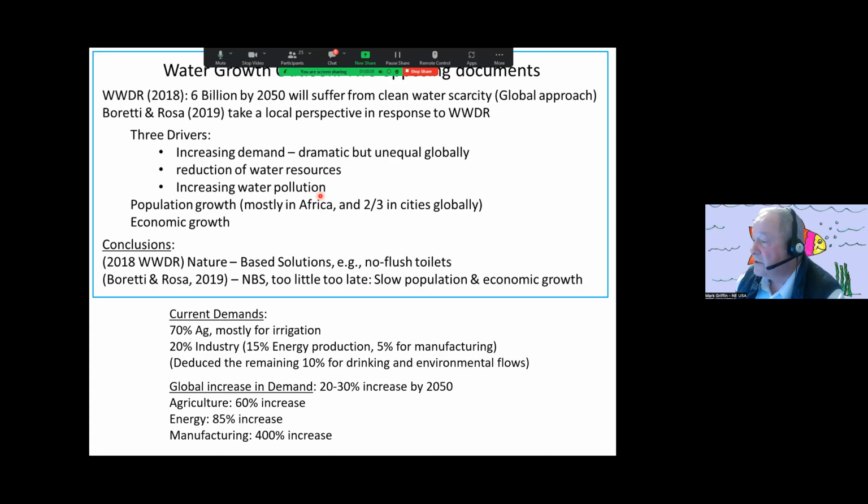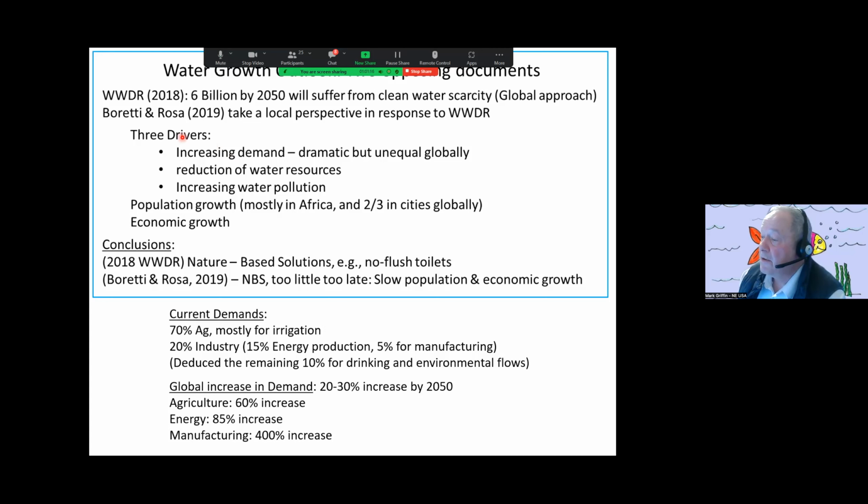These two articles disagree. The World Water Development Report came out in 2018 saying that nature-based solutions will be the answer. And a year later, Brady and Rosick said nature-based solutions is too little too late. You need to slow population and economic growth. This is what Falkenmark was saying as well. Very controversial. Most population growth will be in Africa. 2/3 of the people will be in cities globally.